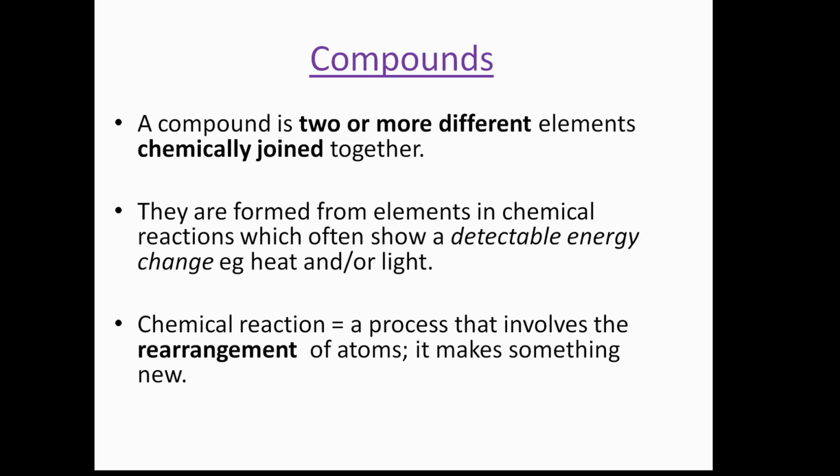Here is our new definition. A chemical reaction is not something that is irreversible or hard to change back, because there are quite a lot of chemical reactions that change back very readily. So it's a bad definition. A better definition is that a chemical reaction is a process that involves the rearrangement of atoms and it makes something new. The reactants, what you start with, are going to be different chemically from the products. They're going to be rearranged in some way.